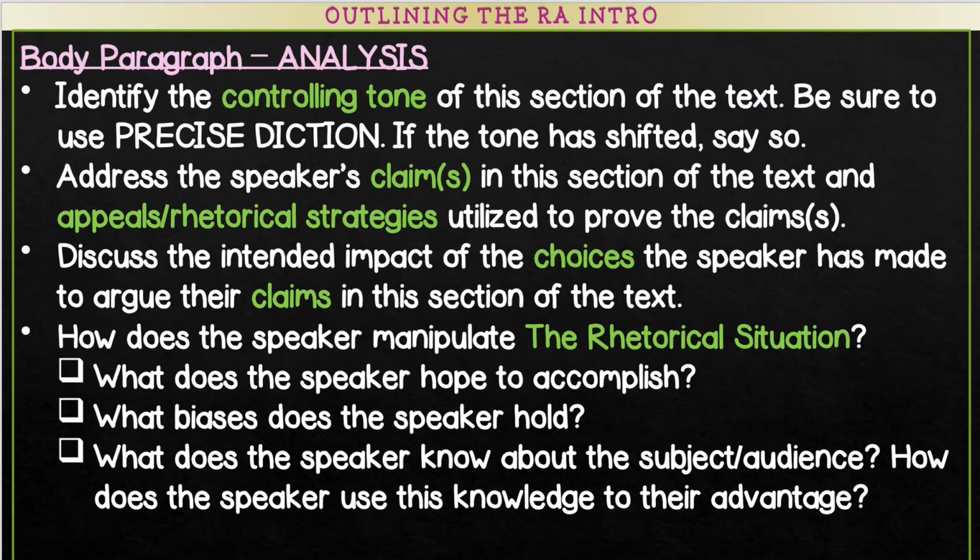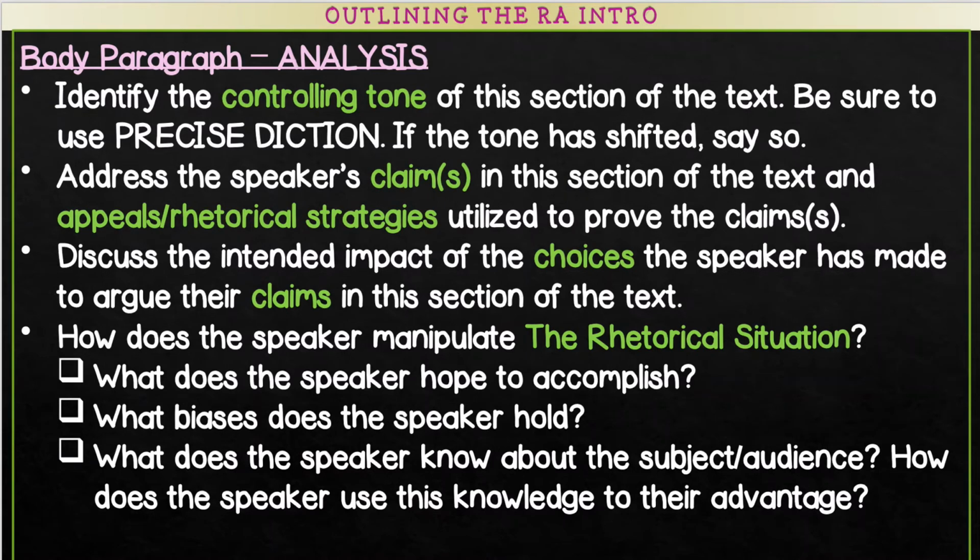What biases does the speaker hold? Is the speaker biased in terms of the subject or the audience, and then it affects the way they speak or what they say or how they say it? And then, what does the speaker know about the subject or audience, and how does the speaker use this knowledge of the subject or audience to their advantage?